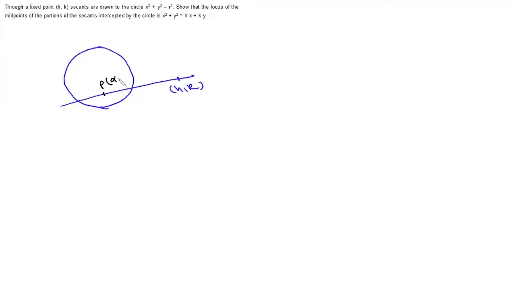Now since this is a locus problem, first step is identify the point. So let this point be (alpha, beta) and it is this midpoint, and we know that equation of chord is given by T equals S1. Now this is alpha x plus beta y minus r square, and will be equal to alpha square plus beta square minus r square. Now this r square will cancel. Now this chord will pass through (h, k). So we'll put the value of x and y.